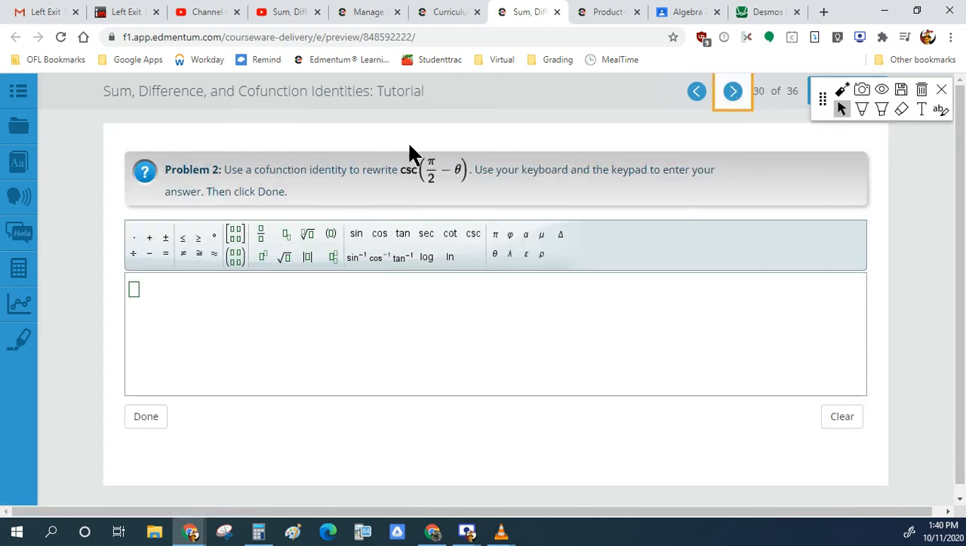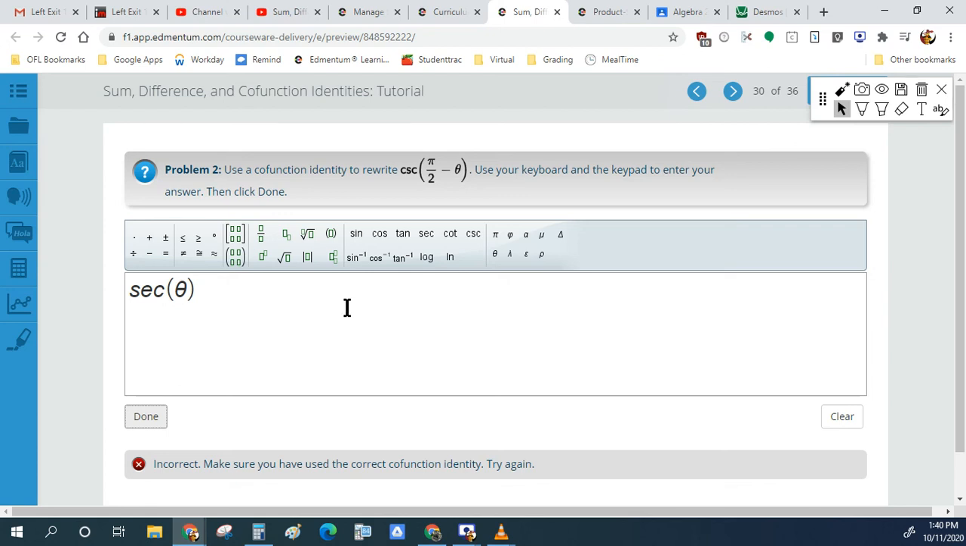All right, so let's do this cofunction one. Okay, so remember that one that I said that the reciprocals are also cofunctions of each other? So the cofunction of secant, or cosecant, is secant. So I'm just going to say secant, and I'm going to make sure to remember to use this function. I can't say x because it's specifically saying theta.